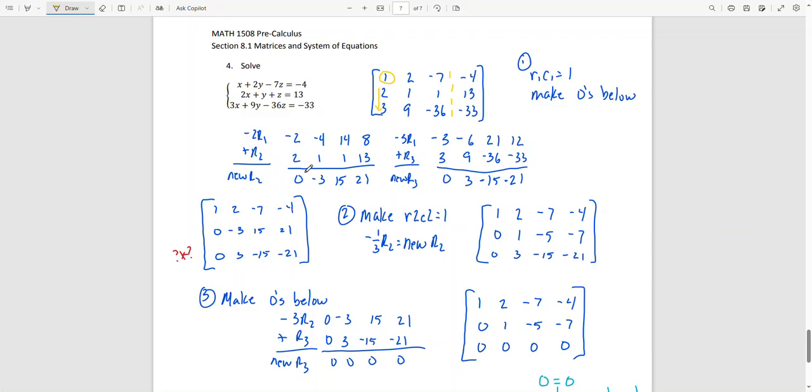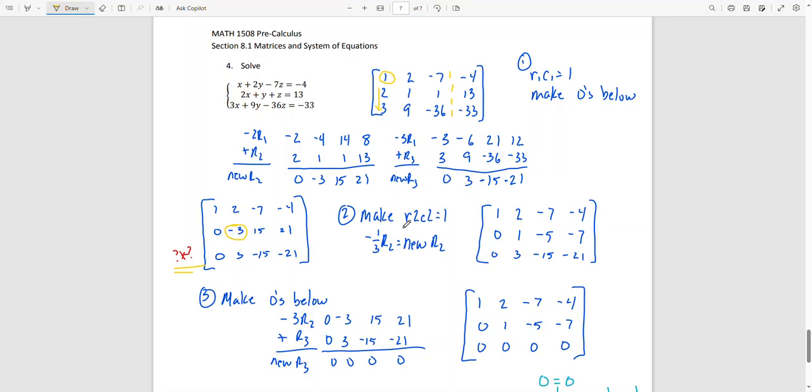My new row 2 is 0, negative 3, 15, 21. My new row 3, when I do the operations, is 0, 3, negative 15, negative 21. And again, look at that. Zeros, 3s, 15, 21. My signs are weird. Something crazy's going on. But let's see what happens.